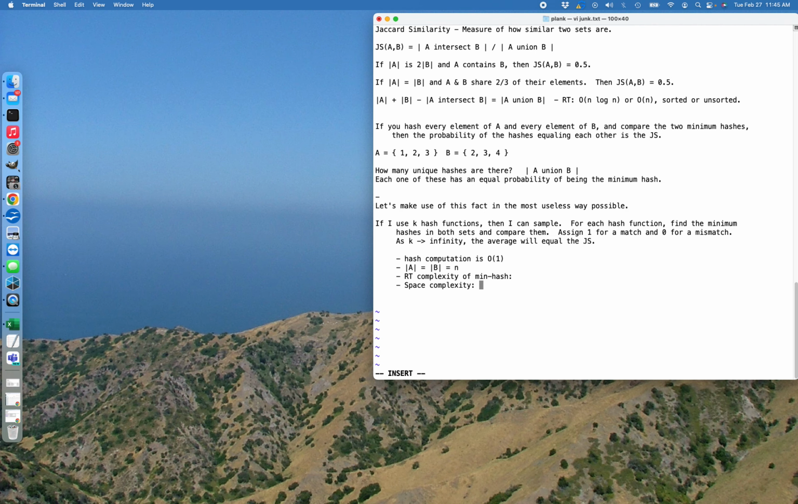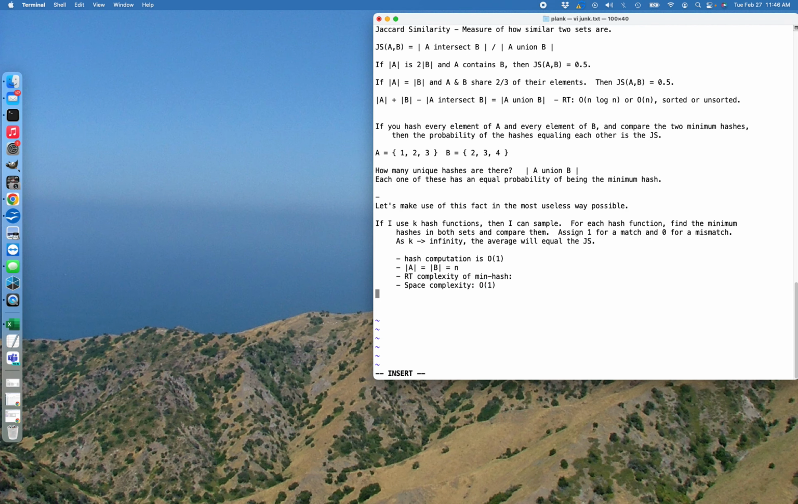What am I maintaining for A and B? When I have one hash function, what am I maintaining for A when I'm calculating it? Hashes. How many hashes do I need to store? One, the minimum, right? I'm going to calculate the minimum. All I need is the minimum. As I calculate something smaller, now that's the minimum. So the space is O of 1.